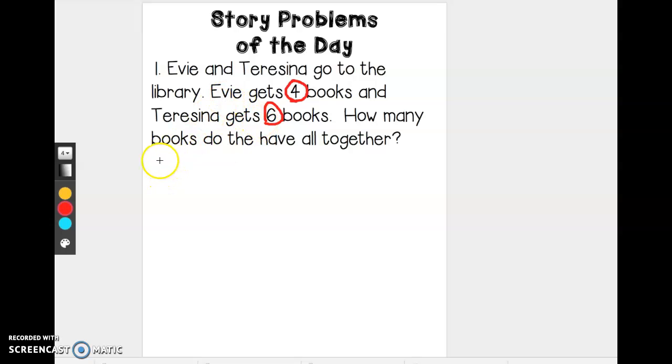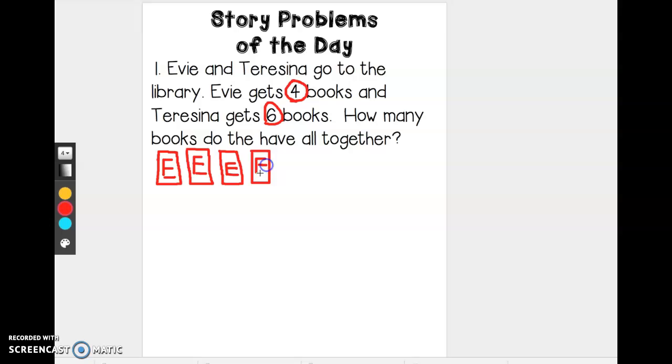We could think about and remember with math, we keep it simple. So we could draw a little rectangle to represent our books, couldn't we? That would be a simple picture because we keep it simple. So this would be one of Evie's books. 1, 2, I'm just doing an E for Evie. 3, and 4. So here are the 4 books that Evie got from the library.